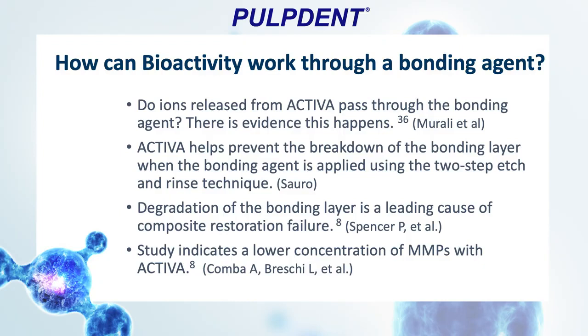Degradation of the bonding layer is the leading cause of composite failure, or certainly it is one of the main causes of composite restoration failure, or of crown failure when composite resin cements are used to cement crowns. Degradation of the bonding layer can cause micro leakage and breakdown of the tooth surface. Studies do indicate lower concentrations of MMPs with ACTIVA, as I previously mentioned.